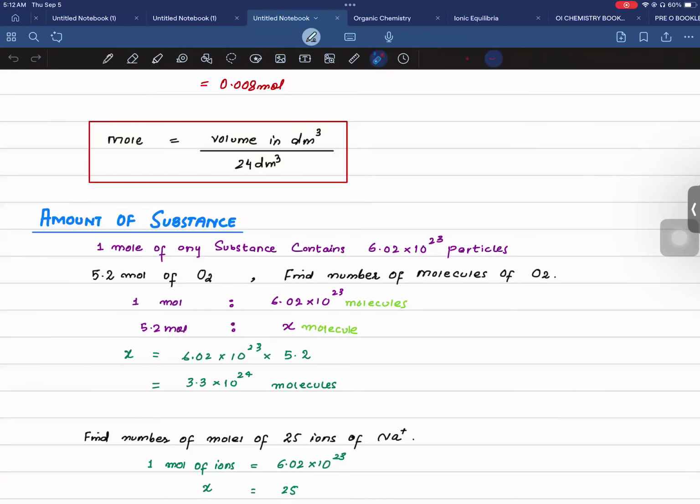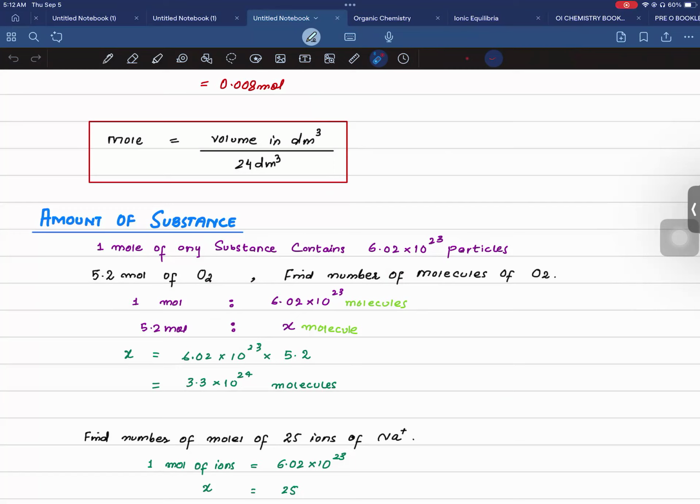If you can see this, 1 mole is equal to 6.02 multiplied by 10 raised to the power 23 particles, molecules. Okay, this is standard. I told you this is Avogadro's constant. This is a constant value. 1 mole of anything would be having this much particles.